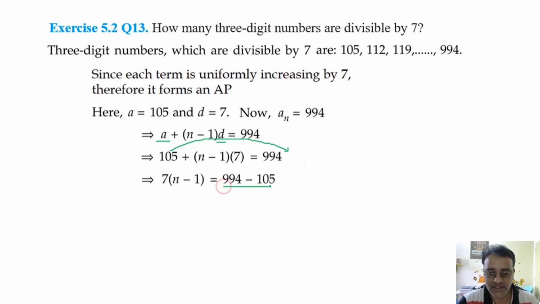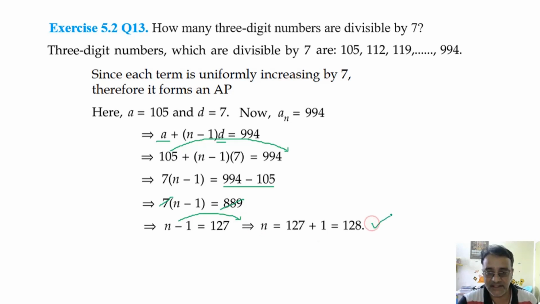And if we subtract these two, how much are we getting? 889. Right. 889 is divisible by 7. We are getting 127. And finally, what is the value of n? If we shift minus 1 to this side, 128. So how many 3-digit numbers are divisible by 7? 128.